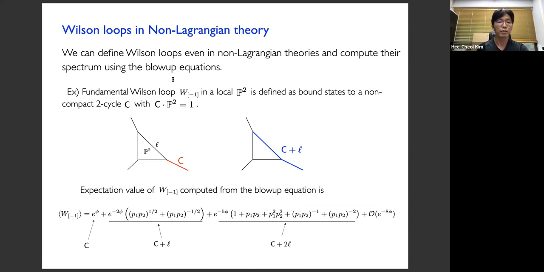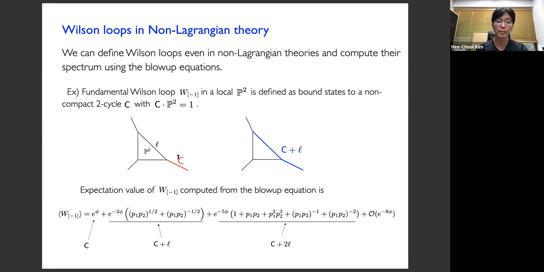Okay, let me give you some examples. We can even define the Wilson loops in non-Lagrangian theories and compute their spectrum using the flow formula. This is the example for the local P2 theory. The fundamental Wilson loop in this geometry is defined as the loop operator with the minimal charge. It comes from the non-compact primitive 2-cycle C intersecting P2 at one point.